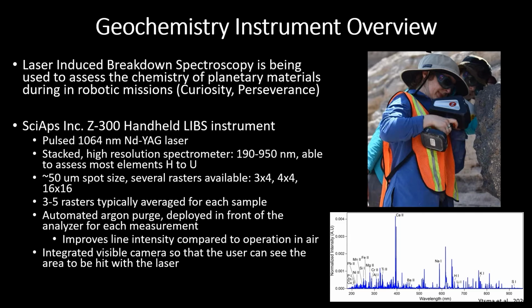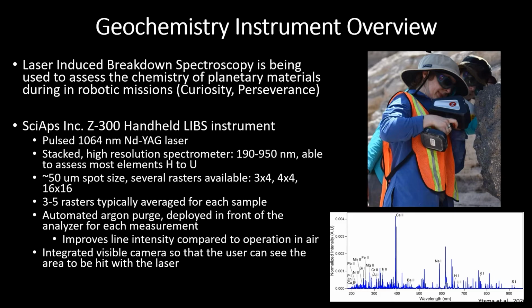It has a spot size of about 50 microns. You can utilize several different laser spot rasters you can see listed there when you analyze your sample. We typically average the data from 3 to 5 rasters to represent analysis from each sample. The instrument has this really interesting feature. It has a little argon tank in the handle, and there's an image of me on the side there using the instrument to analyze the rock.